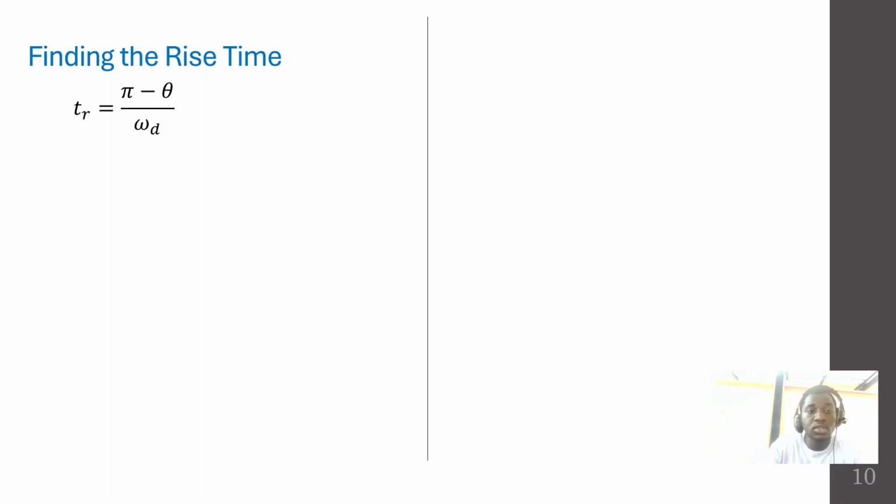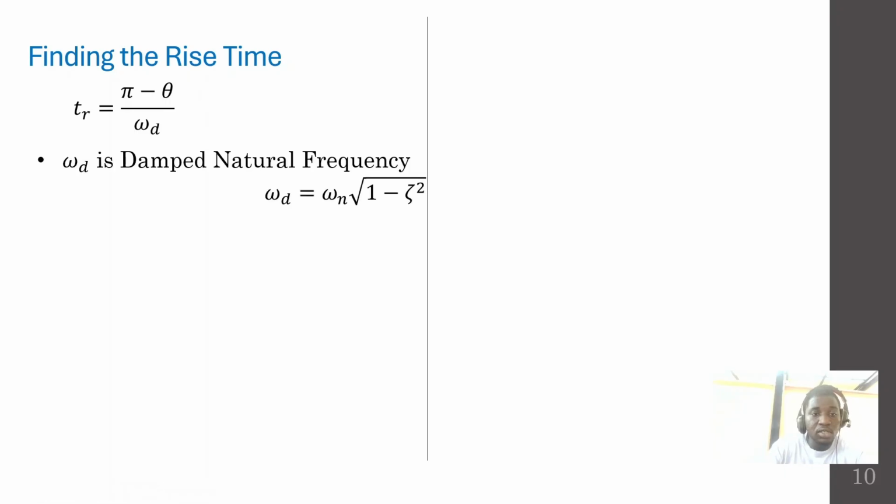Given this formula to find the rise time of a second order system, which is (pi minus theta) over omega d, where omega d is the damped natural frequency, we have to find omega d first using omega n calculated in the previous slides.